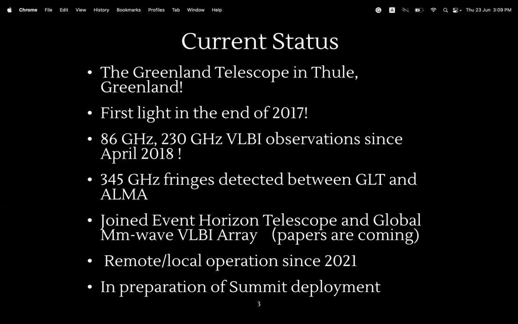So Thule at this moment is our staging area, but also for testing our operation. It's cold enough for us to test everything, because we retrofitted a lot of important components of the telescope from the LLAMA prototype. As far as we know, everything is working. It's ready to be moved up to the ice sheet. So we've been in preparation for the summit deployment.